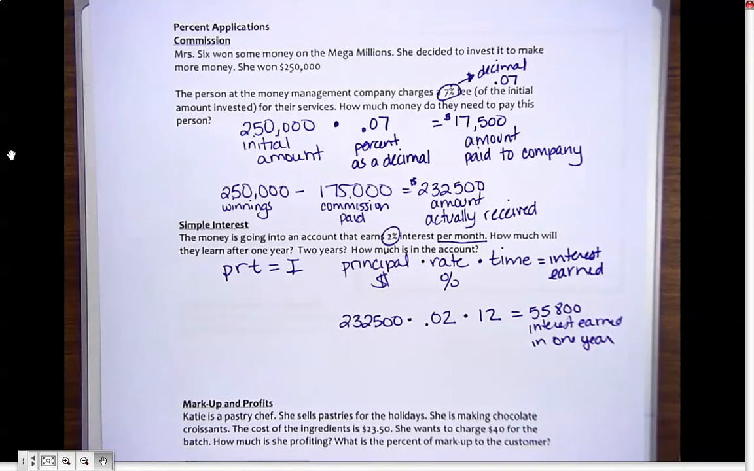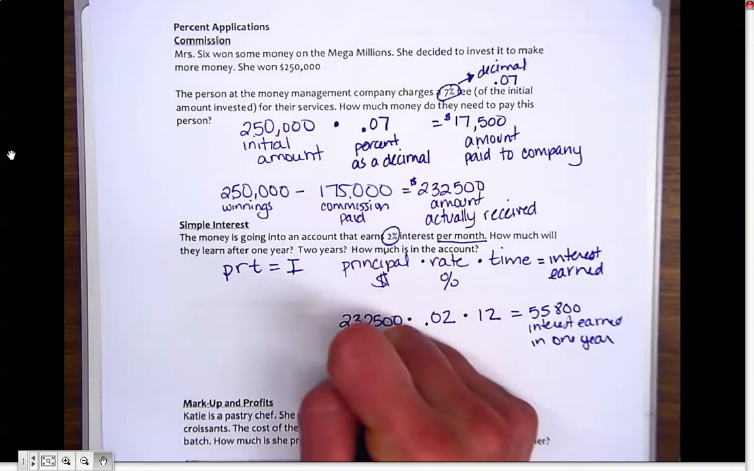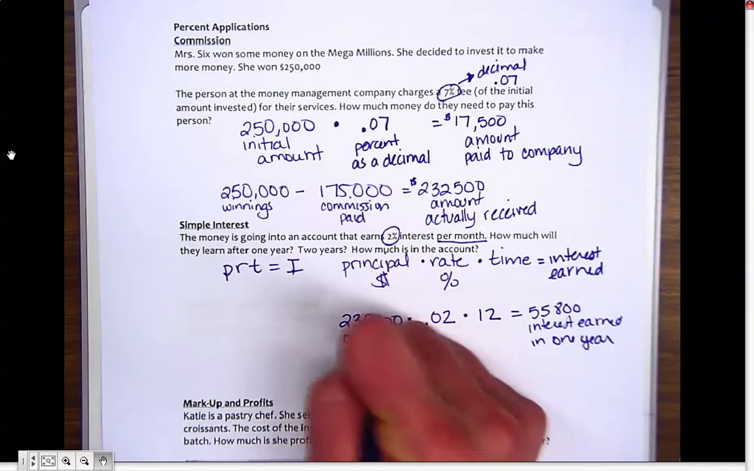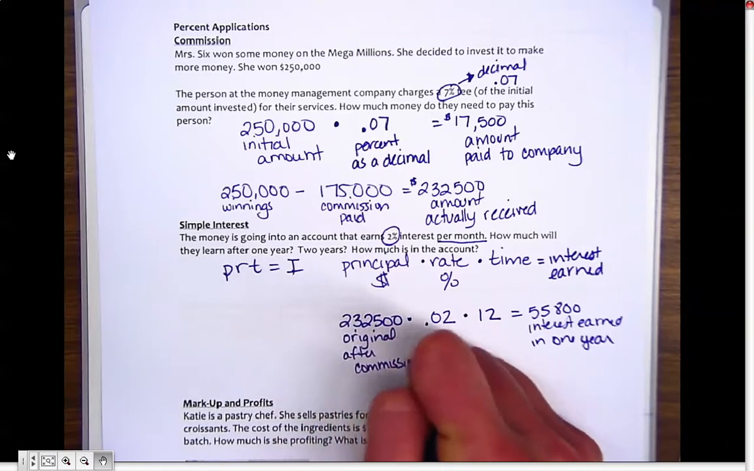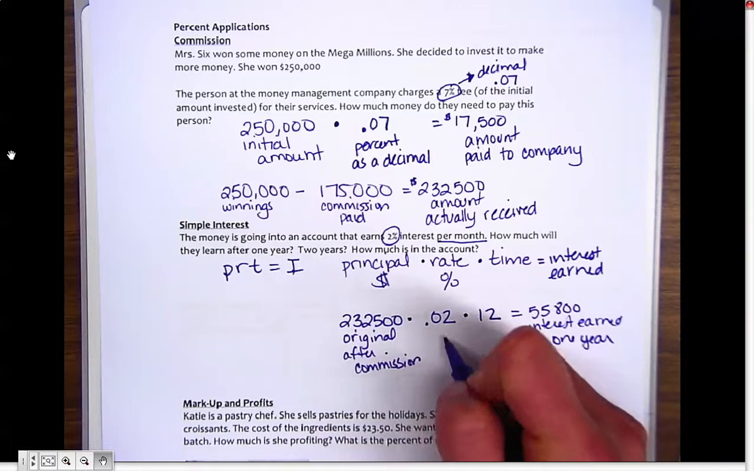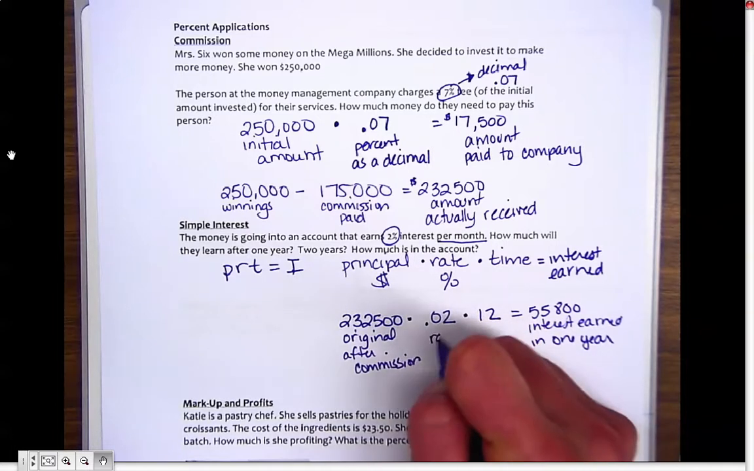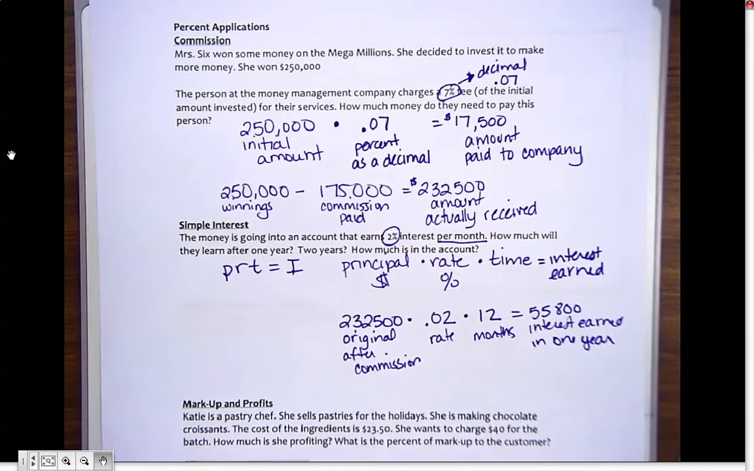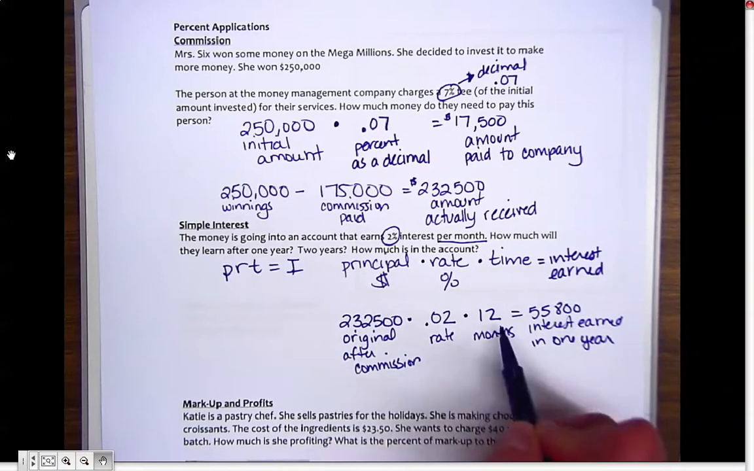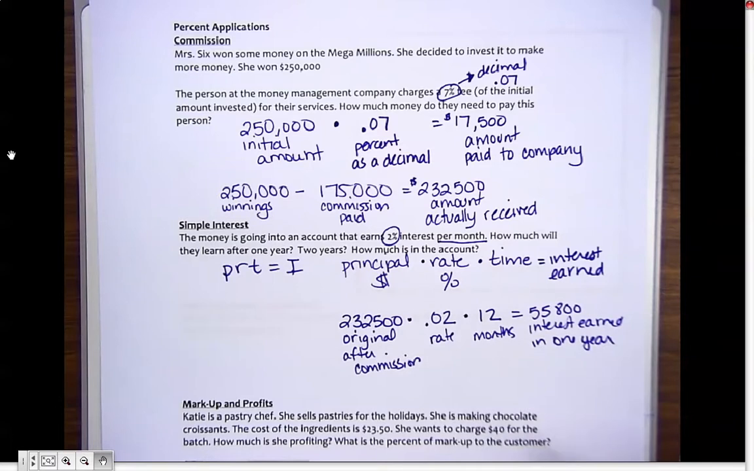Well, that's a pretty good amount. So this is the original after the commission. And this is our rate. This is our months. Notice that I'm attending to precision and labeling what all of these mean. All right, so now if I wanted to find out the amount in 2 years, I have a couple options. I could change this to 24 months. I could double this amount. Any of those would be fine.